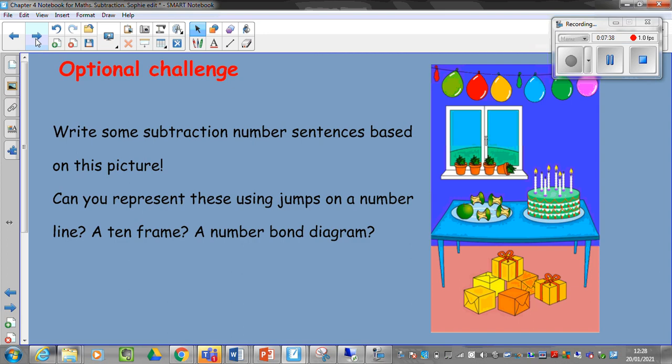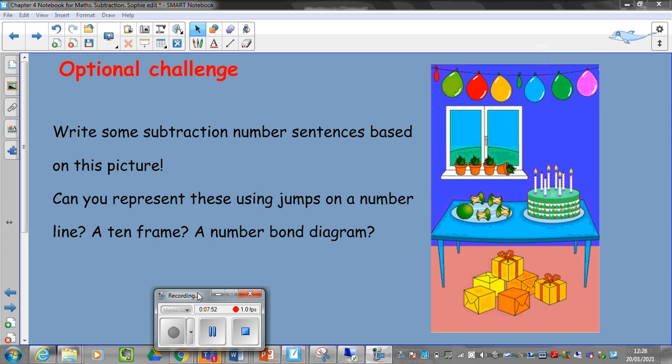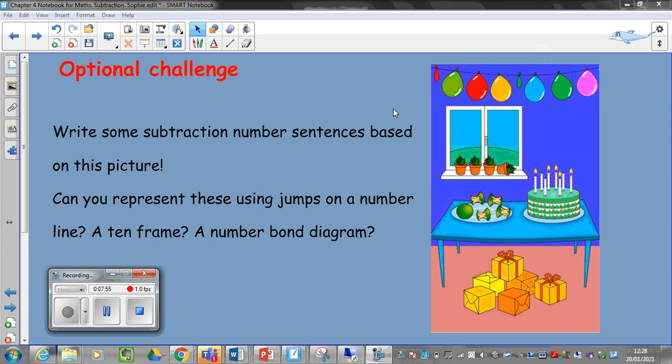Then I have an optional challenge for you. Now I'm thinking lots of you are going to like this challenge. What I want you to do is write some subtraction number sentences based on this picture. There are lots of different scenarios in this picture that you can make addition number sentences out of.